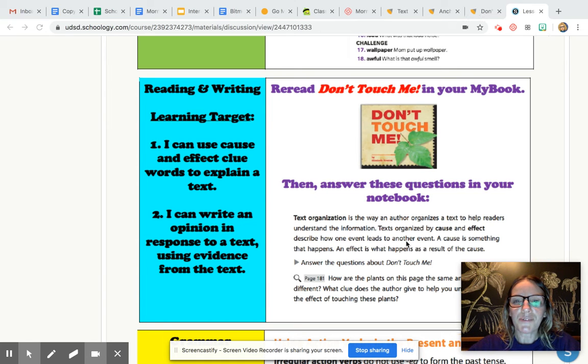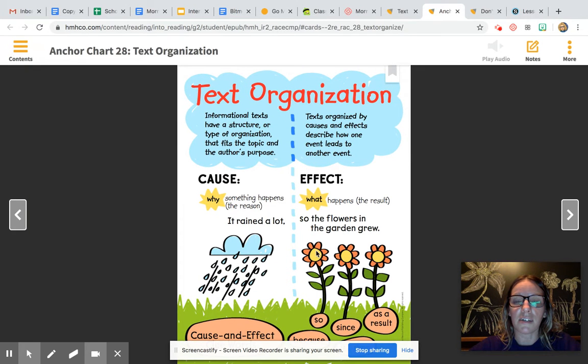Today is Monday, April 27th. Your reading target, as you can see right here in your lesson, is: I can use cause and effect clue words to explain a text. And you know that a text is a story. We're going to be rereading Don't Touch Me, and we're going to talk about what cause and effect clue words are. So let's go to our target and our anchor chart.